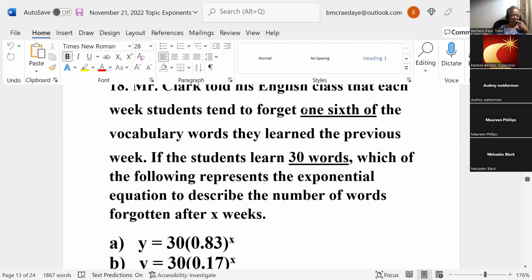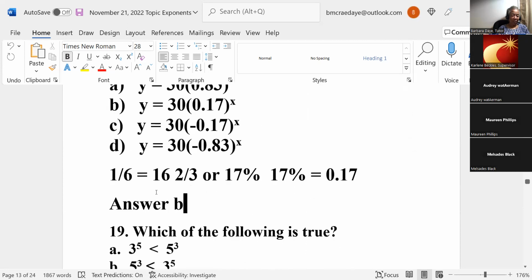They tend to forget 1/6. You see that, right, Mercedes? 1/6 is 16 and 2/3, and we rounded it off to 17%. And that's how we changed the 17% to a decimal: divide by 100 or shift 2 places to the left, and that's 0.17. Okay. Got it? Yeah. Go to mute, Mercedes. You've got noise.